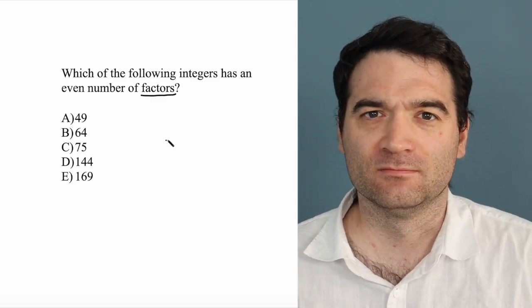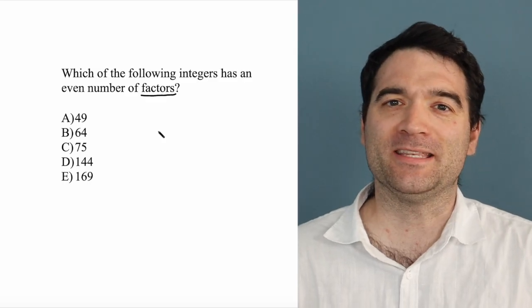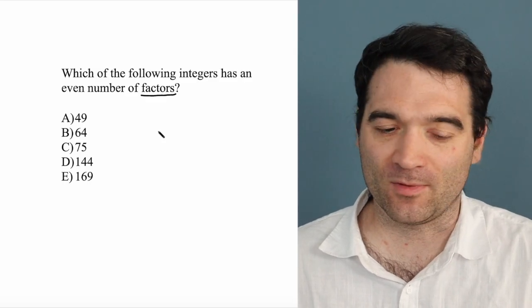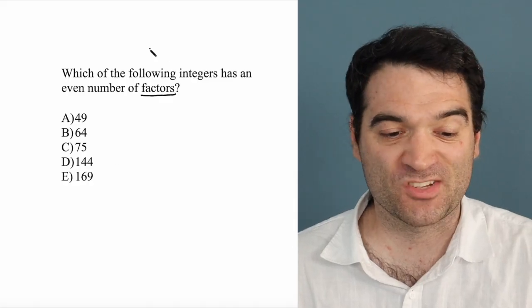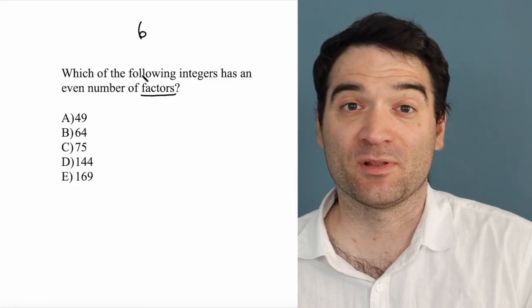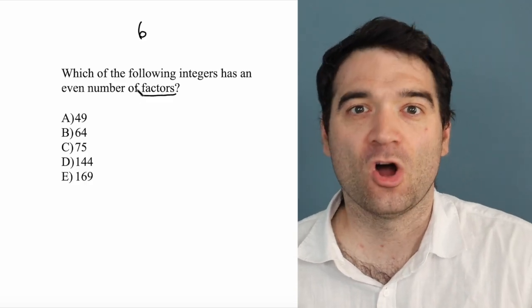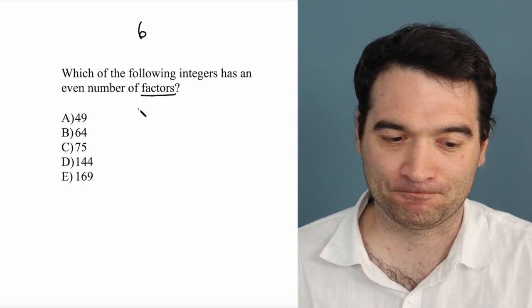What is a factor? Well, a factor is a number that can be divided into the number that we're looking at. So for example, let's just take the number 6. What's an example of a factor of 6? 2, or 3, or 1, or 6. All of those are factors of 6.